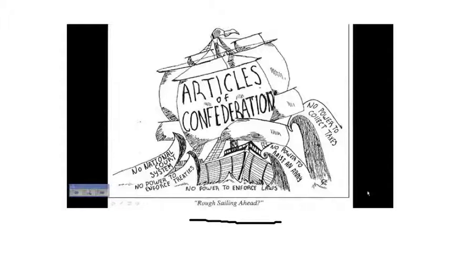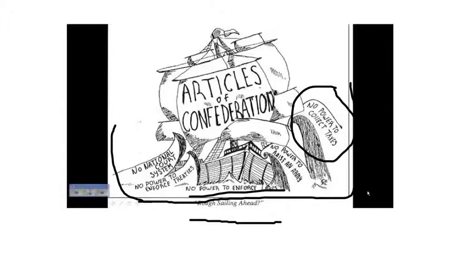And why is it headed for trouble? Well, we see the little waves coming up. We see a lot of the weaknesses that we just looked at with the Articles. No power to enforce its laws. No power to collect taxes. We could put one in there that said no president. We could put something in there that says too hard to change. States all had to agree. These are more than just one or two little things. These are major weaknesses of the Articles, and the cartoon shows them as waves that we see are soon going to overtake this boat. So the idea is that the Articles of Confederation and the problems that it created are going to be the downfall of our country at that time.